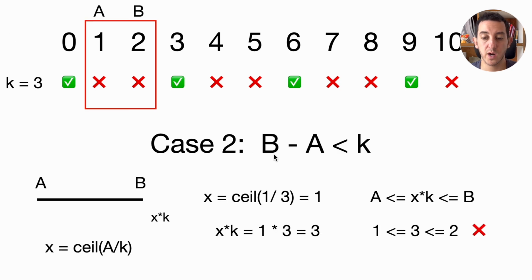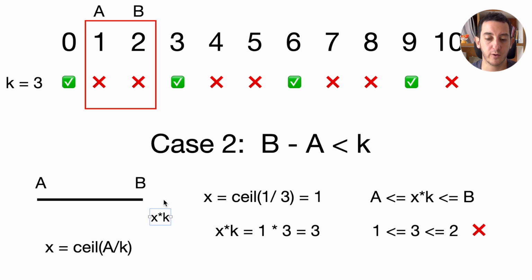Case 2 is where B minus A is less than K, right? So in this case, B minus A could be 1, like in this example, because it's 2 minus 1, 1, or it could be 2, like on this example, right? So let's take a look at this example. I draw here on the bottom left a representation of the segment, and this is important.